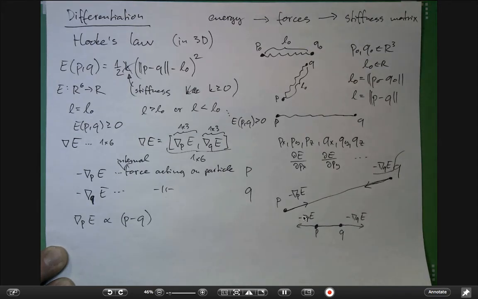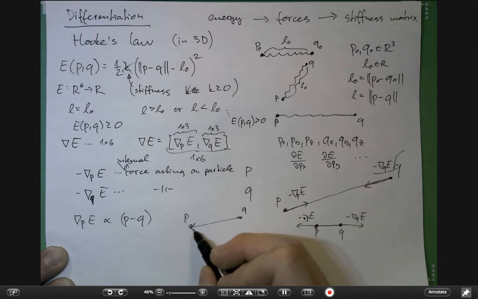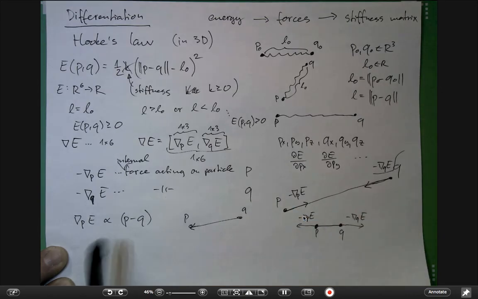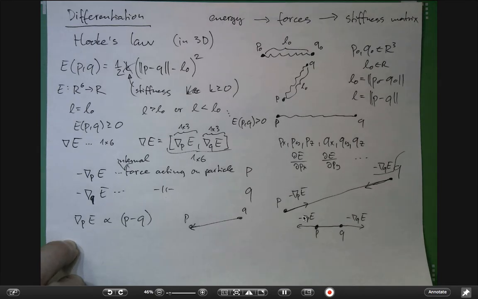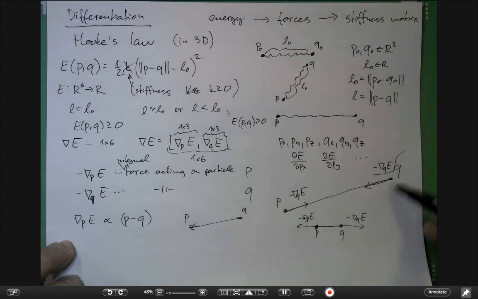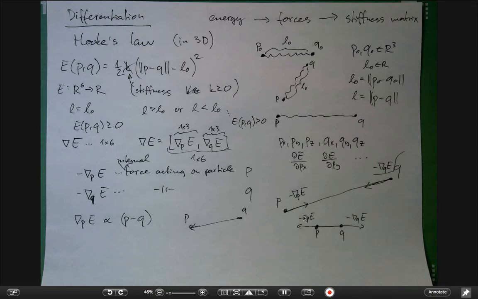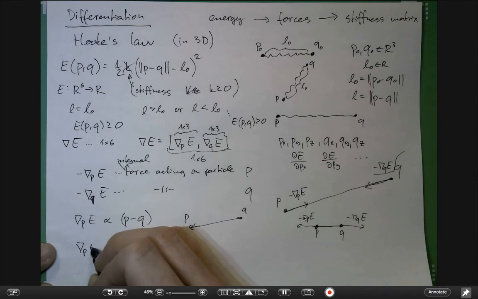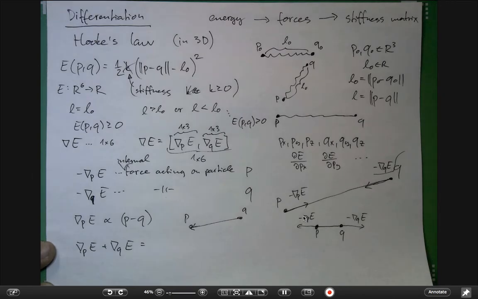The direction is P minus Q, right? If I have my spring PQ, then the direction is this arrow, P minus Q. And I certainly expect both the P gradient and Q gradient to be some scalar multiple of this, right? Because it would be sort of weird if the forces were acting in some direction which is not parallel to the spring, right? The other thing we would probably expect is that if I sum these two gradients together, what do you think?